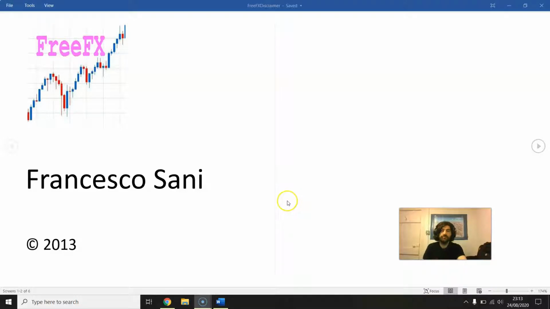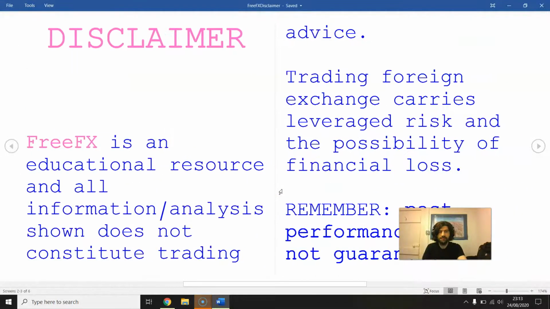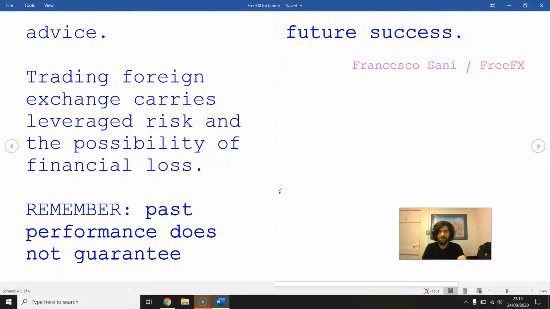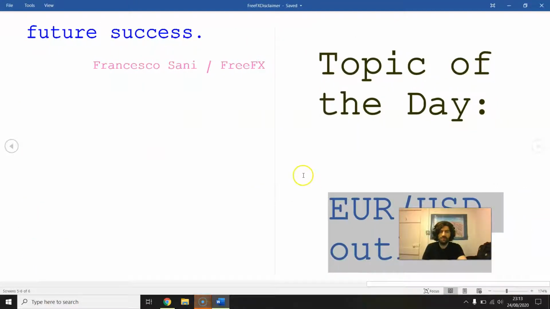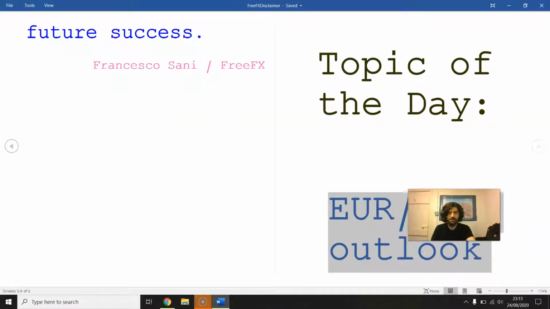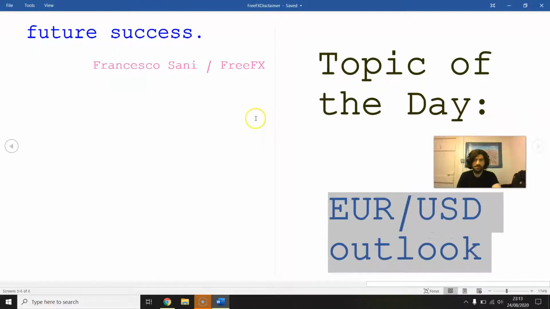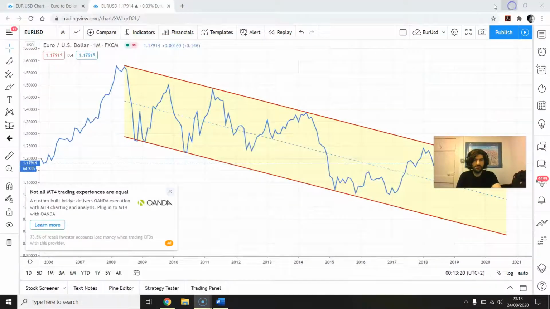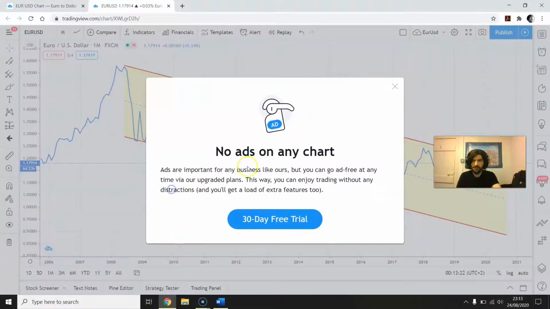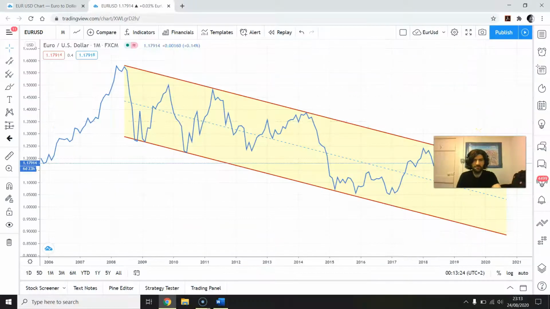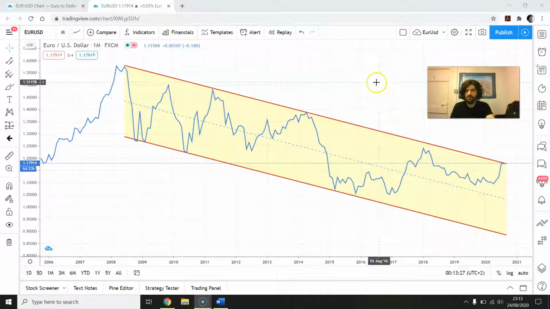Today I'm going to talk about something quite simple, and this is basically the situation with the EUR USD. So the topic of the day is EUR USD outlook, and that's a pretty simple topic and not really much to become creative about. So this is essentially where we are with the EUR USD.